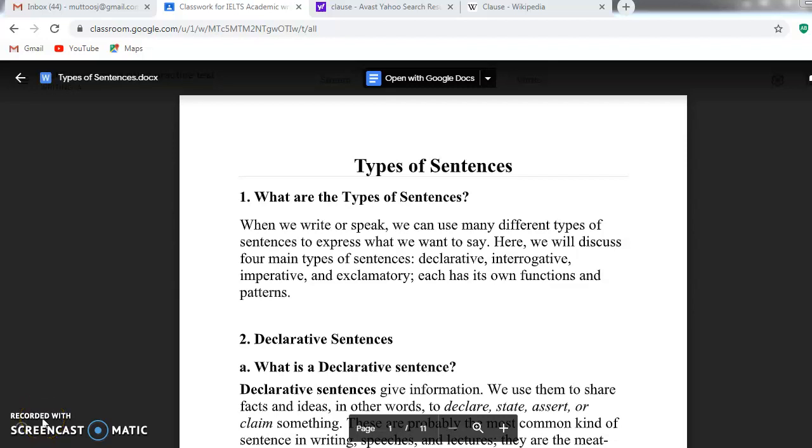Hello all, let us see the types of sentences. In English, we have 4 types of sentences. When we write or speak, we can use many different types of sentences to express what we want to say. Here we will discuss 4 main types of sentences: declarative, interrogative, imperative and exclamatory. Each has its own functions and patterns.